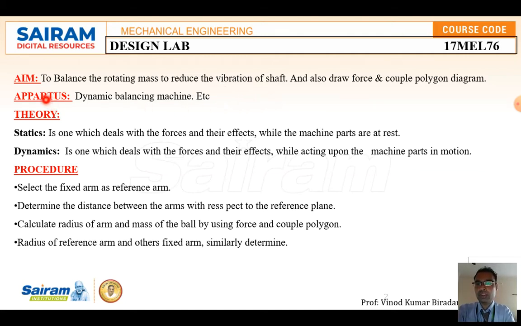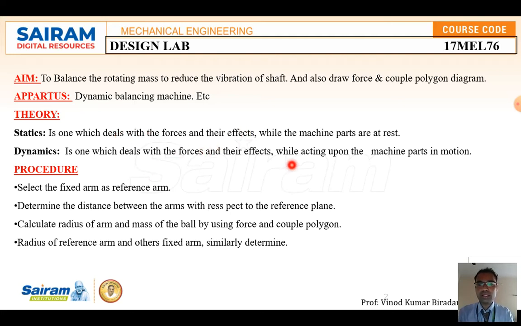The apparatus required is a dynamic balancing machine, and along with this a dimmerstat is required. For the theory, I told you static and dynamic. Static deals with the forces and their effect on machine components which are in rest position, whereas dynamic deals with the forces and effects on machine components which are in motion. That is the main difference. Just remember that static means rest position, dynamic means in motion.